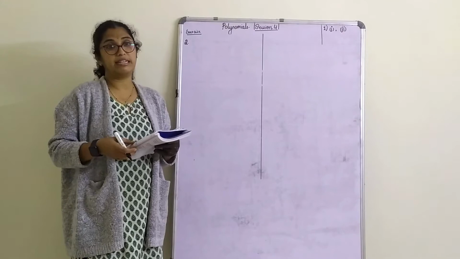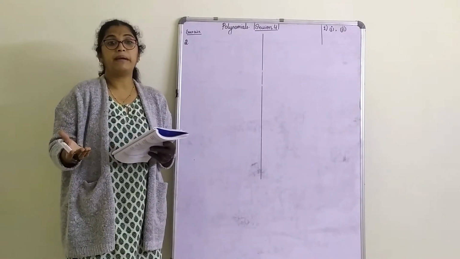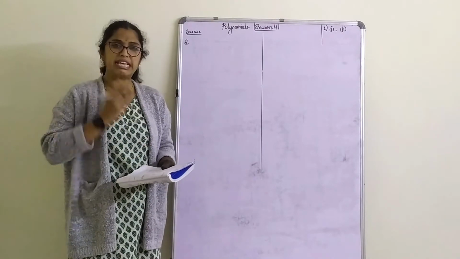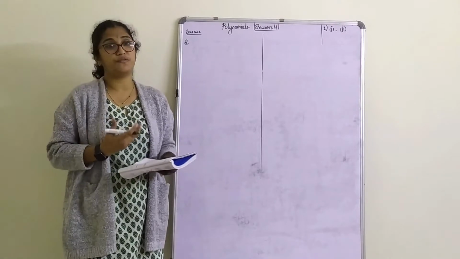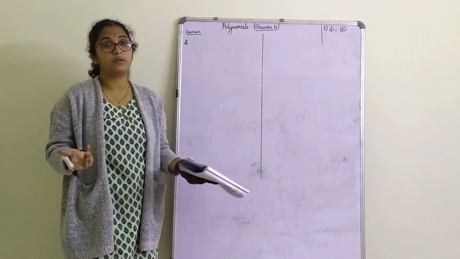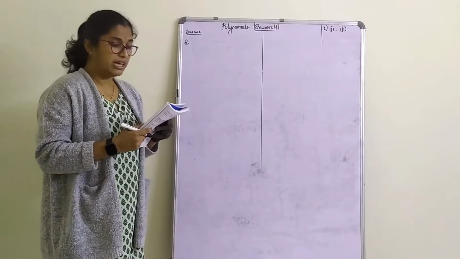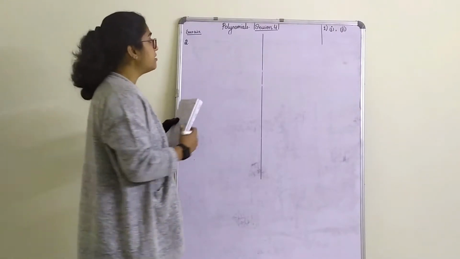How do you check whether it is a factor or not? If remainder is 0, it's a factor. Same questions, there are repetitions of the question. If it is not 0, then it is not a factor. Again, the sums are very similar.